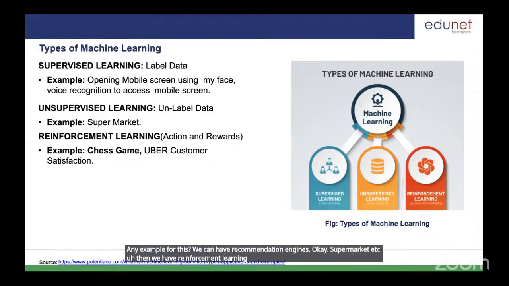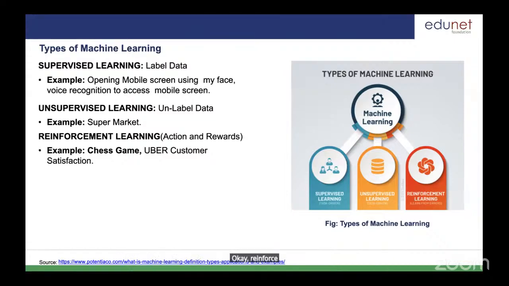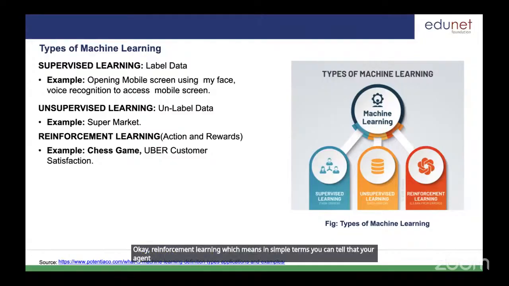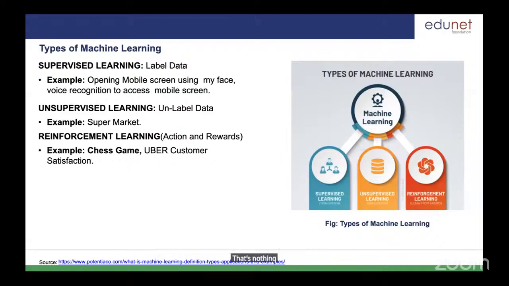Then we have reinforcement learning. It is mainly focused on actions and rewards. In simple terms, your agent will learn the behavior based on the environment setup. That's reinforcement learning. Examples here are a chess game, Uber customer satisfaction, etc.